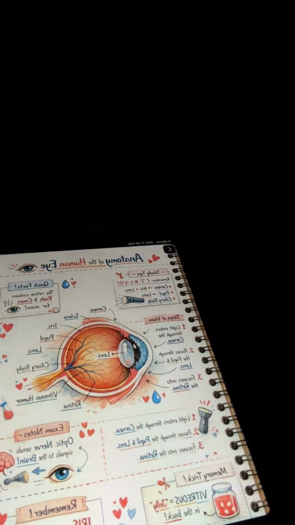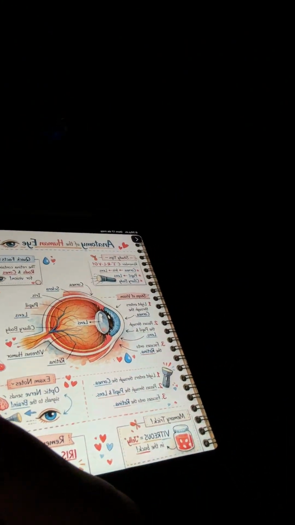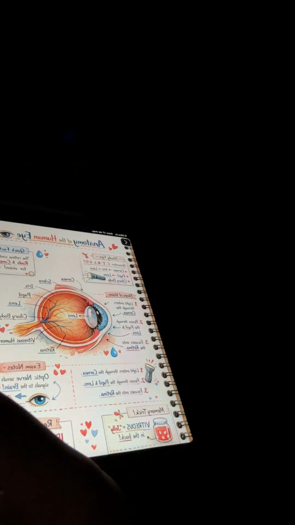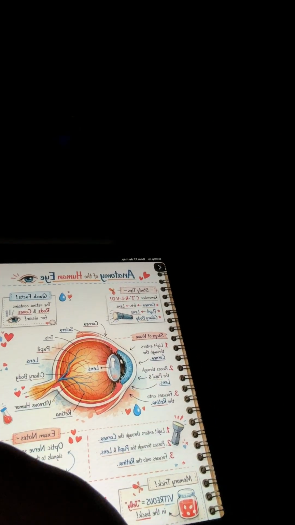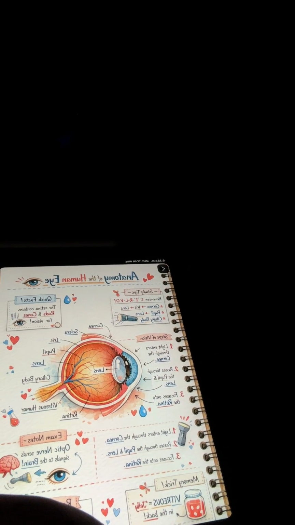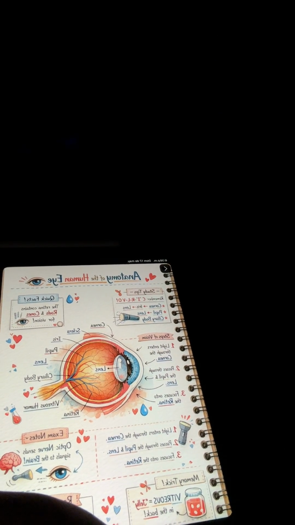The eyeball itself has three main layers. The outer layer includes the sclera and cornea. The sclera gives structural support, while the cornea allows light to enter the eye.